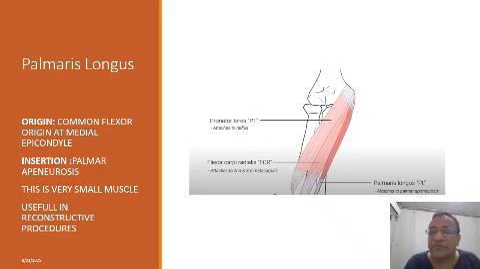However, for persons who have this muscle, it's very useful whenever you do reconstructive surgeries. So even this small muscle is very important. It plays a small but important role when we are doing plastic surgeries for reconstructive purposes. Now we have gone through three muscles: first PT, then FCR, now PL. All three originate from the medial epicondyle and their fibers run down in the inferior direction.